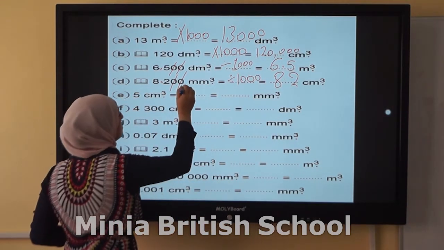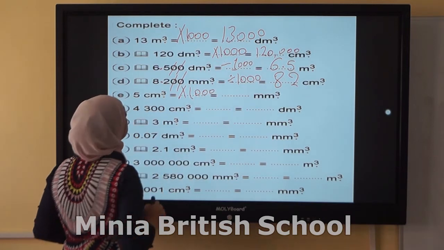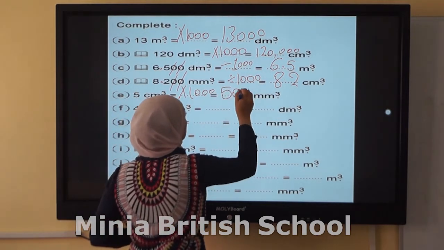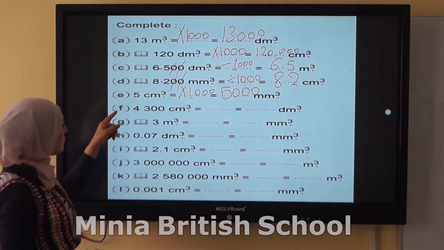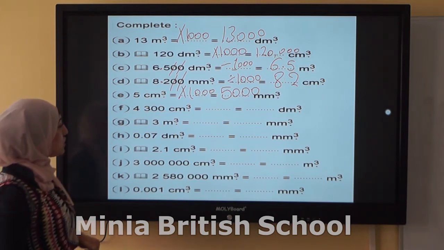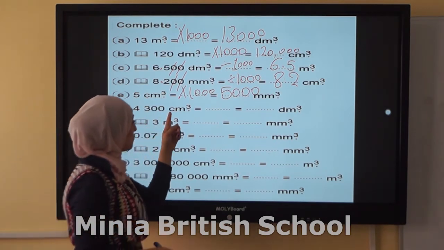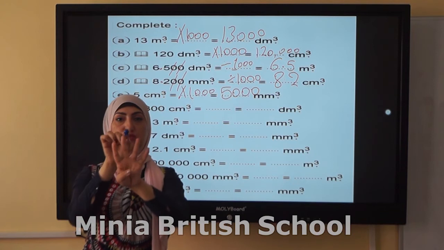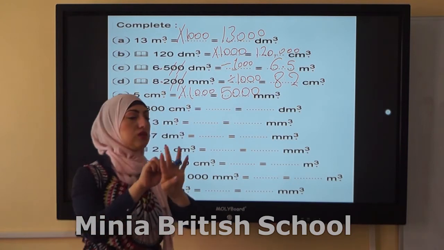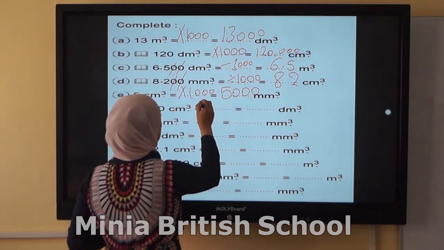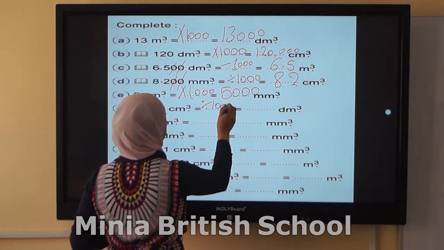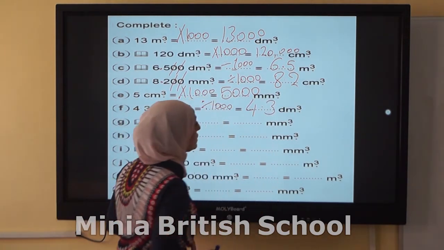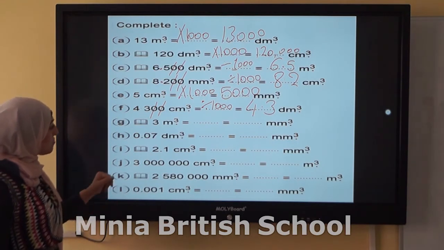Okay? Here, from centimeter to millimeter, the larger unit to the smaller one, so I will multiply. Multiply by what? By 1,000. Excellent. So here, 5 times 1,000 will be 5,000. The next one, 4,300 cubic centimeter. I want to convert from centimeter to decimeter. From smaller to the greater, so divided by 1,000. 4.3 cubic decimeter.